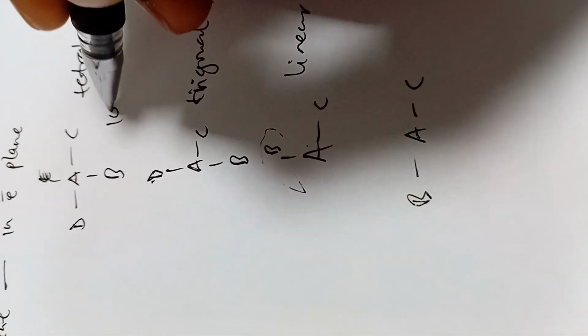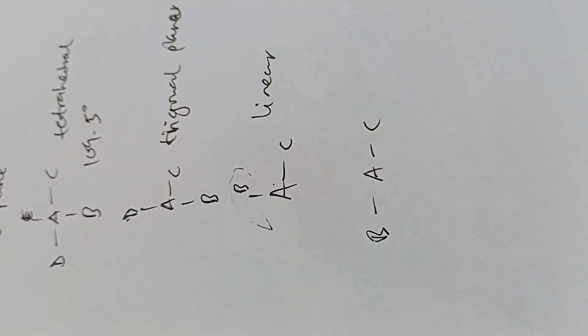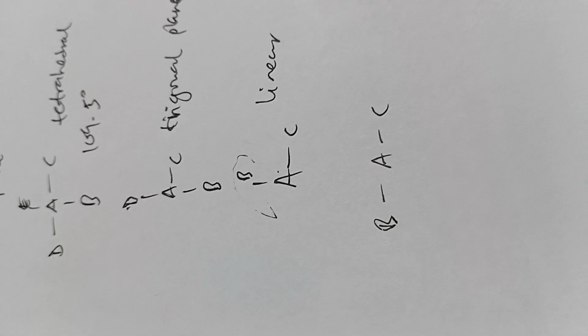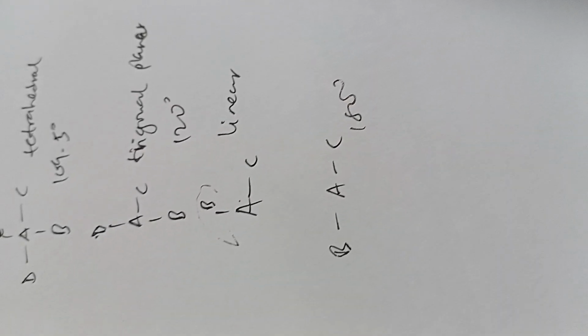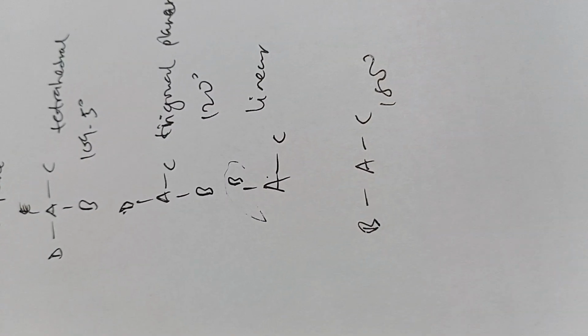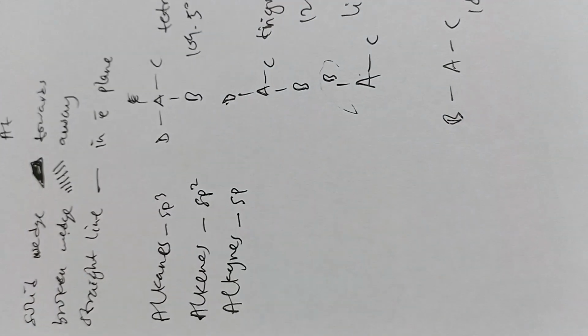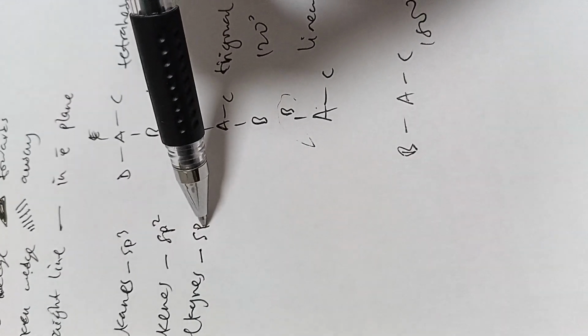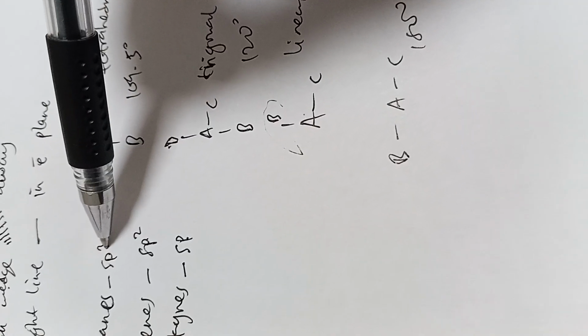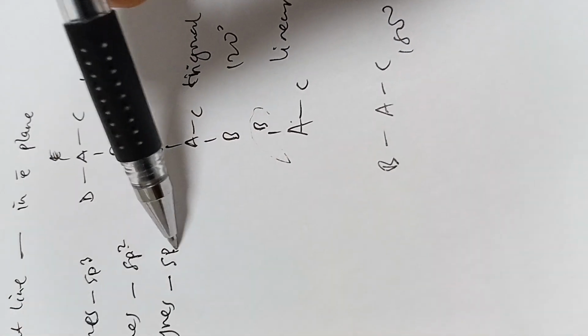And so we saw that alkanes were tetrahedral, they had four different groups attached, and the bond angle here was 109.5 degrees. For trigonal planar, the bond angle was 120 degrees, and for linear, the bond angle was 180 degrees. And we saw the various types of hybridization in all of them. So alkanes have sp3 hybridization, alkenes have sp2 hybridization, and alkynes have sp hybridization. Tetrahedral, trigonal planar, and linear. And the bond angles 109.5 degrees, 120 degrees, and 180 degrees.